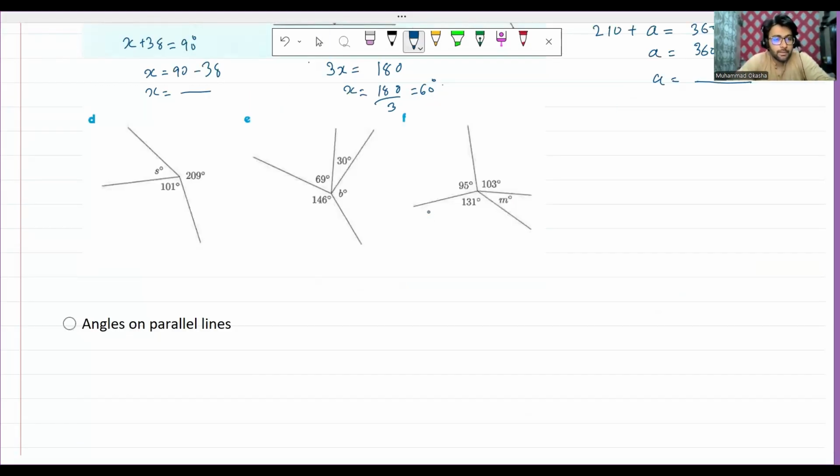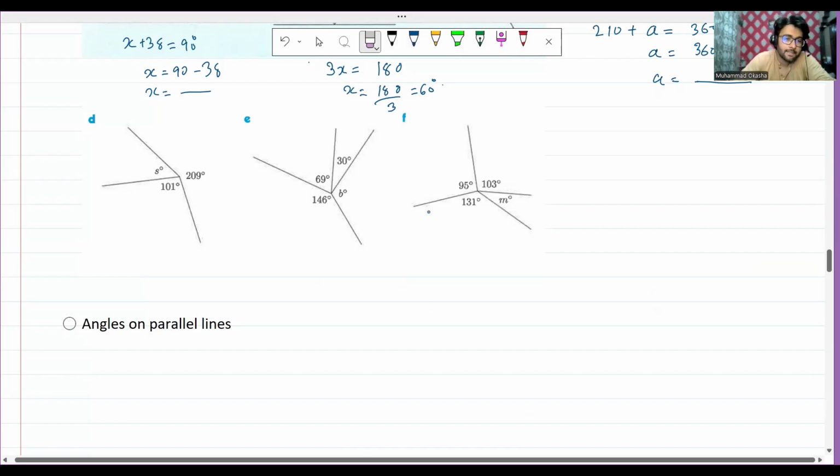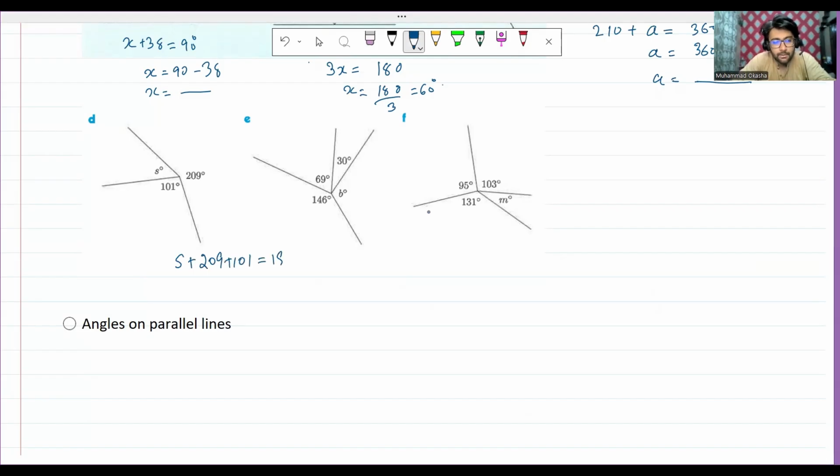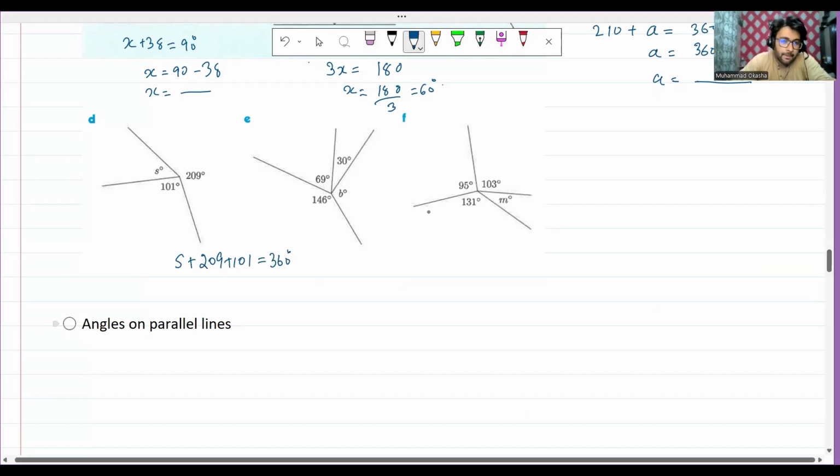We'll do the same thing over here as well. So this is 209 degrees, right? This is 101 degrees, and the last one is S. I do not know what S is, but what I do know is S plus 209 plus 101 equals 360 degrees, right?